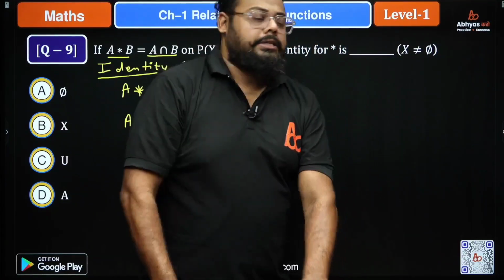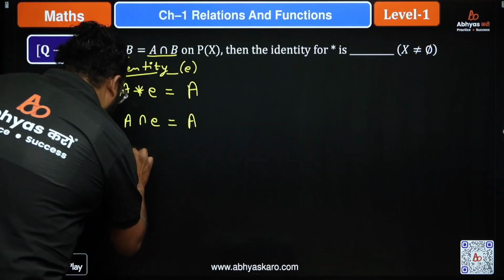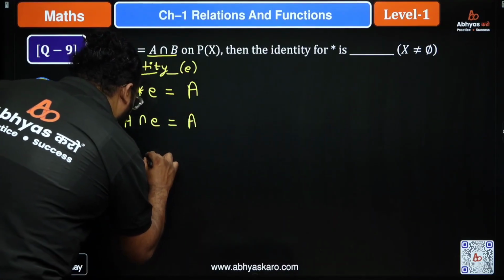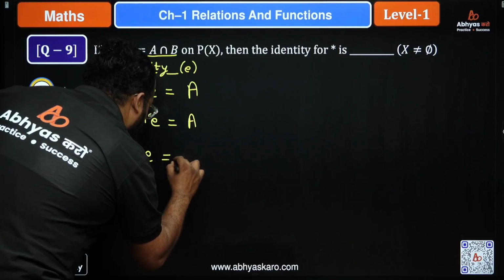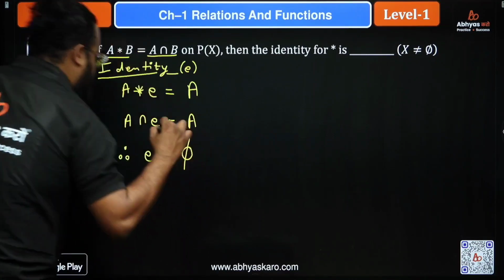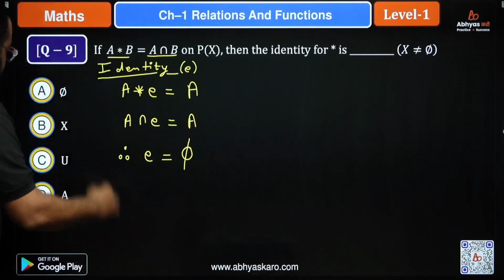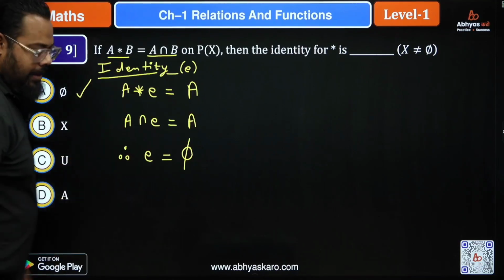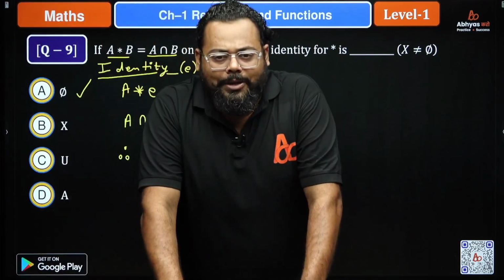That's why in this case E is equal to null set. What is my E? E will be equal to null set. My answer is A. I hope you understood this one.